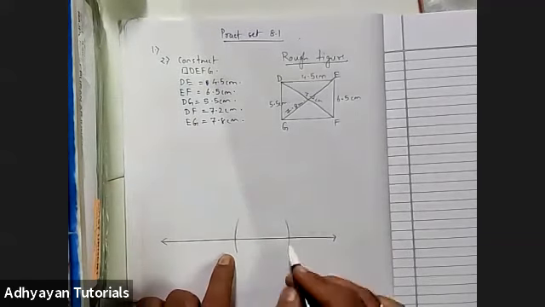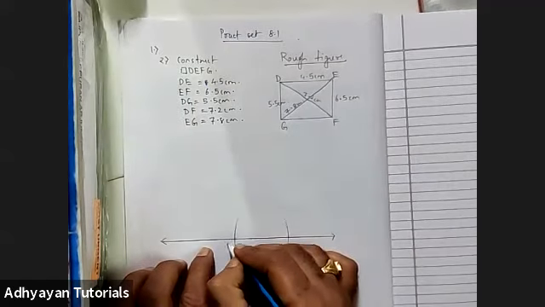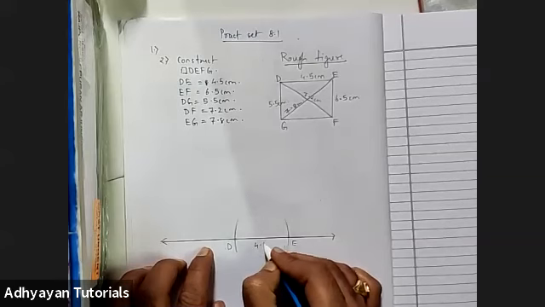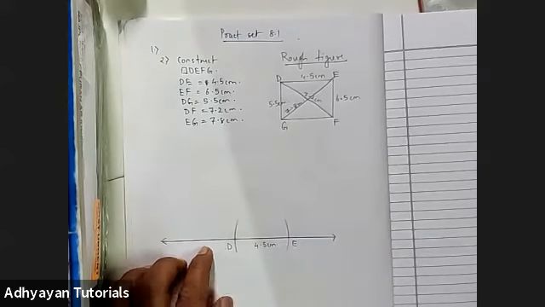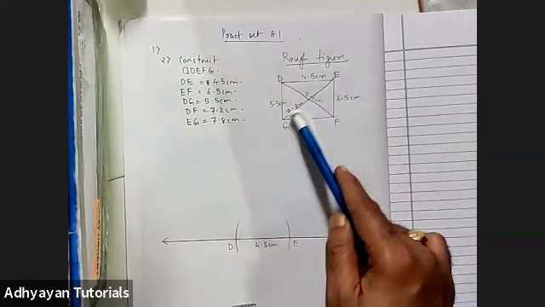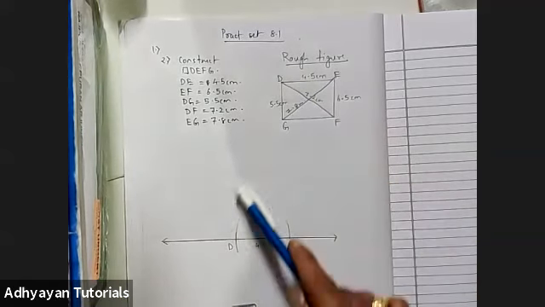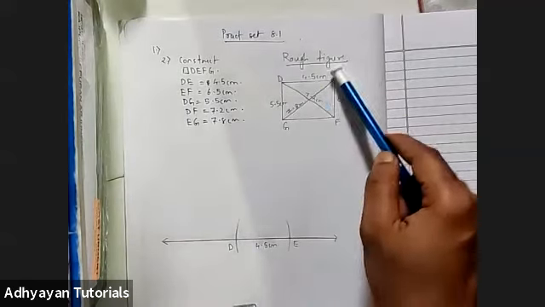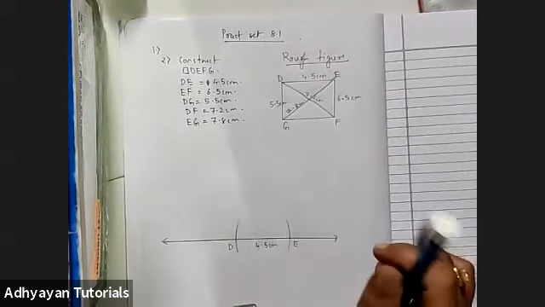So the name of this length has to be DE, which is nothing but 4.5 centimeter. Okay, now you have two options. Either you can go for triangle DGE to be constructed, or you can go for triangle DFE to be constructed. Let's say I aim for DGE. Okay, I'll be aiming for DGE.